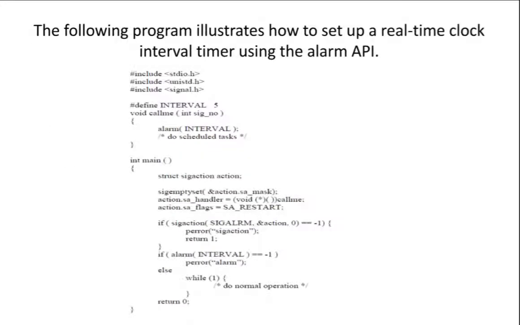The following program illustrates how to set up a real-time clock interval timer using the alarm API. In this program, I am setting an interval timer using the alarm API. You can see here, I am using the header files unistd.h, signal.h and stdio.h, and I have to define the interval. Interval is a constant. What is the interval? 5 seconds.